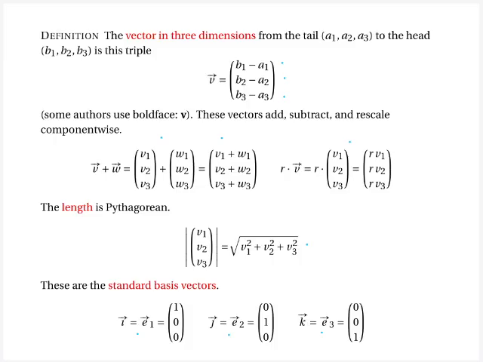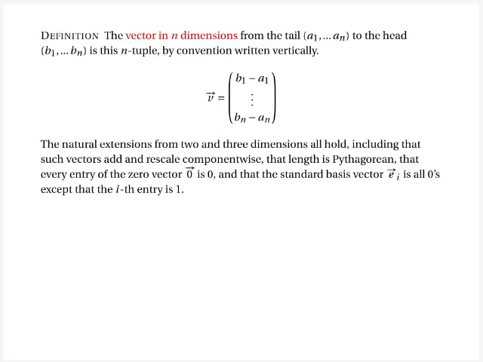E1, E2, E3 is what a person might also use. i, j, k is what you often see in calculus, but you can see the limitations of i, j, k because you're going to run out of letters at some point. E1, E2, E3, you never run out. The vector in n dimensions is just exactly the same thing. The other ones were 3 tall, this one is n tall. All the natural extensions from 2 dimensions and 3 dimensions hold, including that vector addition is commutative, length is Pythagorean, and every entry of the zero vector is 0, and so on.